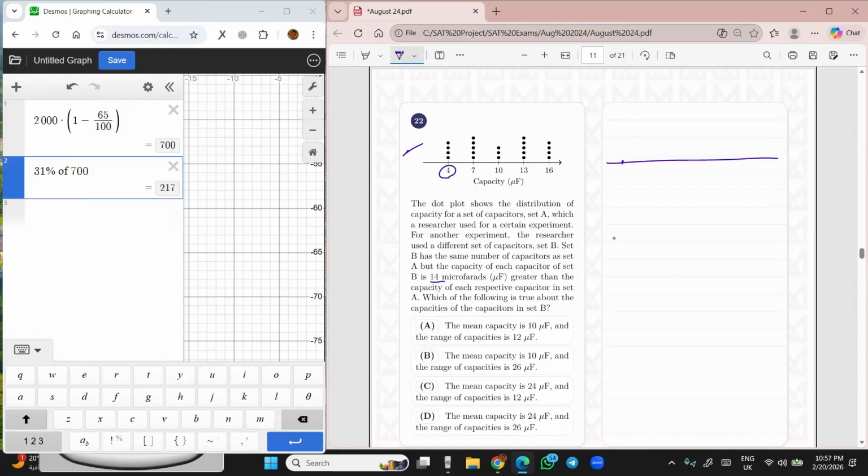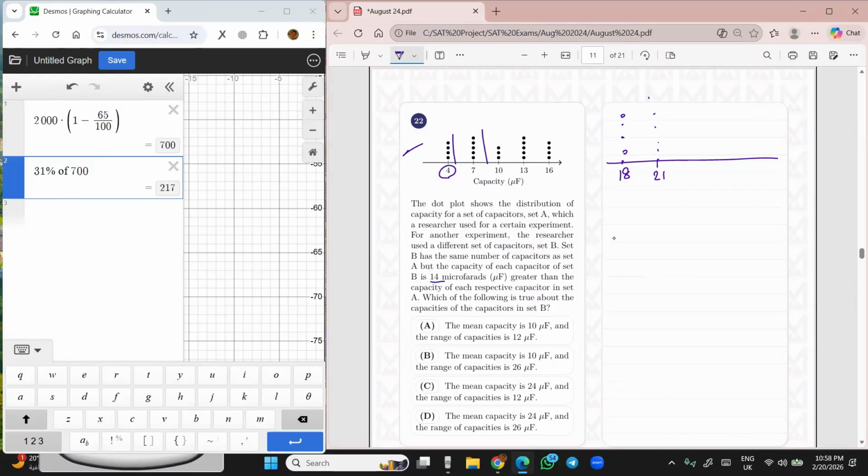This is 4, so add 14 to this. So 4 plus 14 is 18. And instead of 7, it's 7 plus 14, 21, and so on. But the same number of points. These are 4, this will be also 4. This is 6, this will be also 6, and so on.